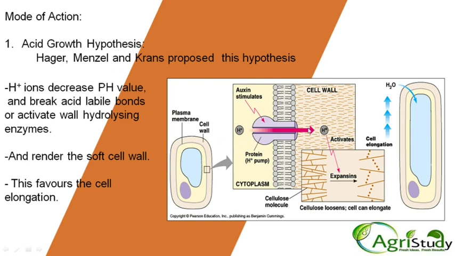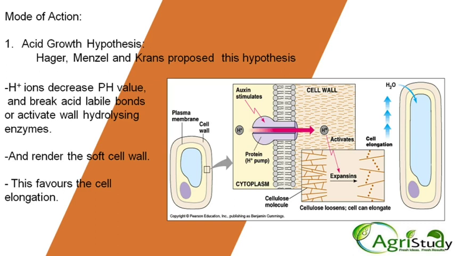These H plus ions in the cell wall decrease the pH value. If there are more H plus ions, that means acidic condition, right? So the acidic condition increases, the pH value decreases, and this acidic condition breaks the acid labile bonds, or we can say activates wall hydrolyzing enzymes. Wall hydrolyzing enzymes are the enzymes that break the cell wall, activated by these hydrogen ions, that is, the acid condition.